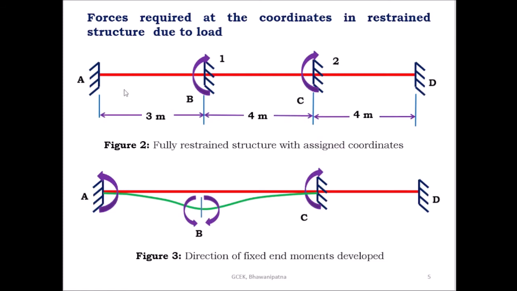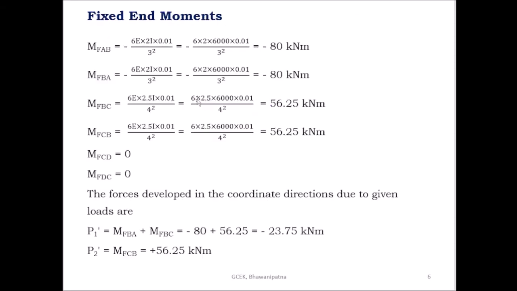So here, given the length of this is 3 meter and the delta is given 10 mm, so take 0.01 meter, and the moment of inertia of AB is given 2I. So here find out the fixed end moment MFAB. MFAB is equal to minus 6E into 2I into 0.01 by 3 square. So this is equal to minus 80 kilonewton meter.